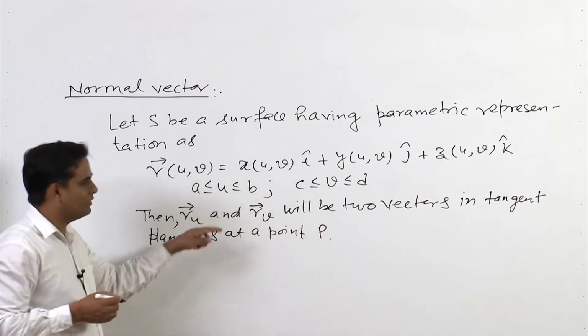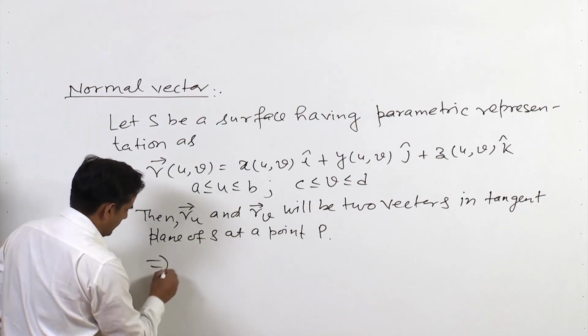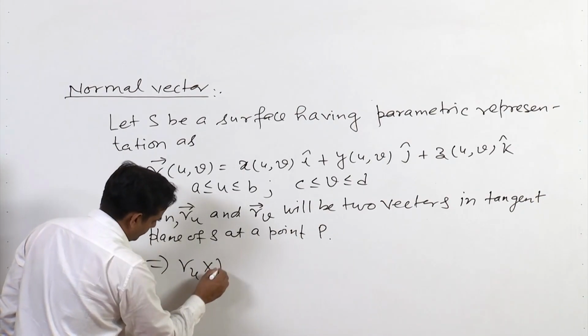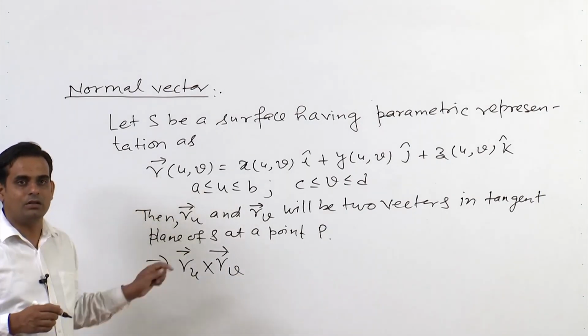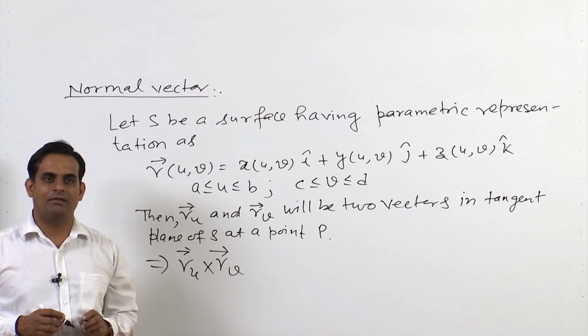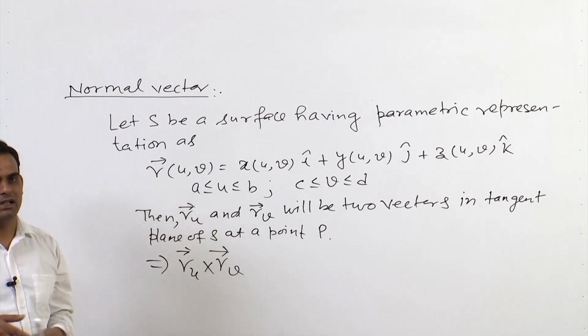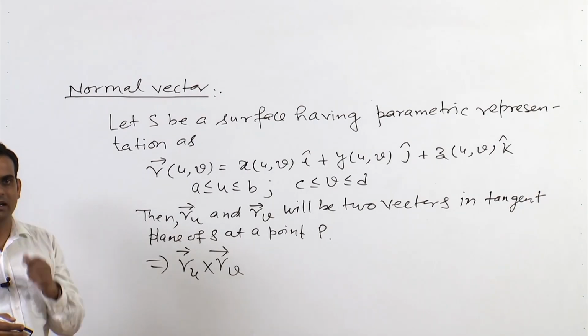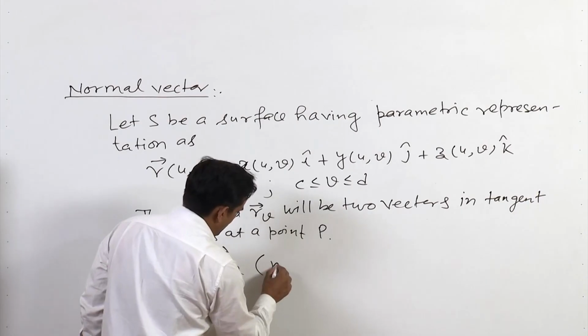So, if these are the two vectors in the tangent plane, then the cross product of Ru cross Rv will be the vector perpendicular to the tangent plane, and hence this vector will be the normal vector to the tangent plane.